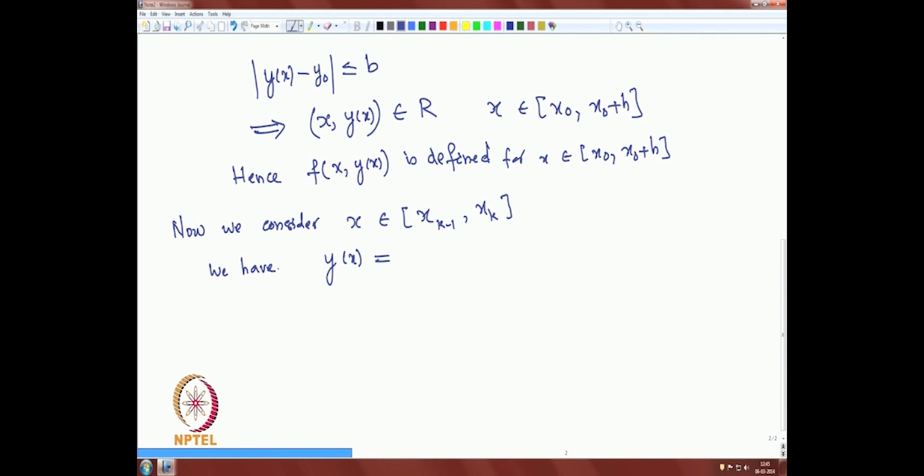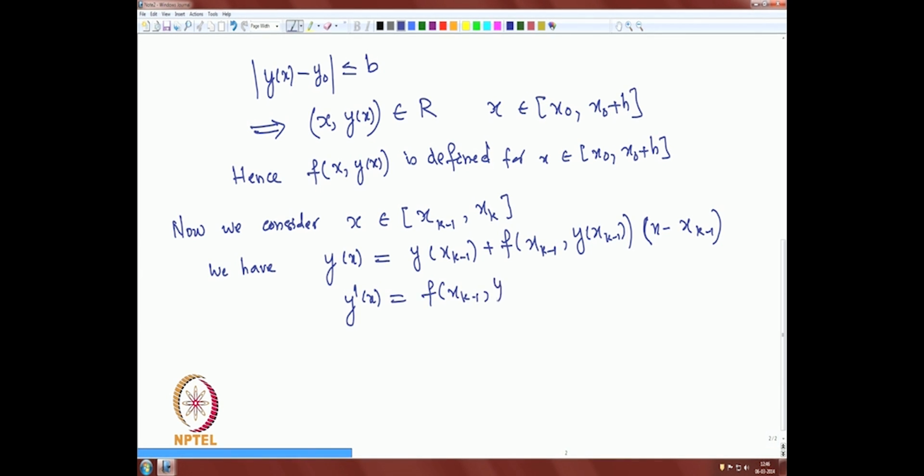y(x) = y(x_{k-1}) + f(x_{k-1}, y(x_{k-1})) times (x - x_{k-1}). This is the equation of the straight line, the solution defined in the interval [x_{k-1}, x_k]. Obviously y'(x) is the slope, f(x_{k-1}, y(x_{k-1})), which we will use later.